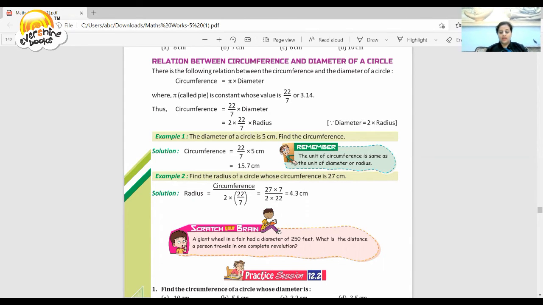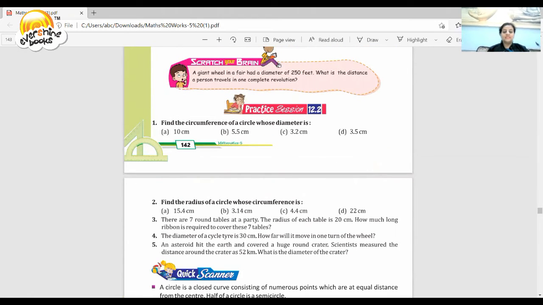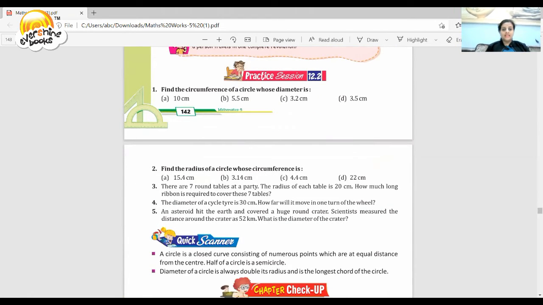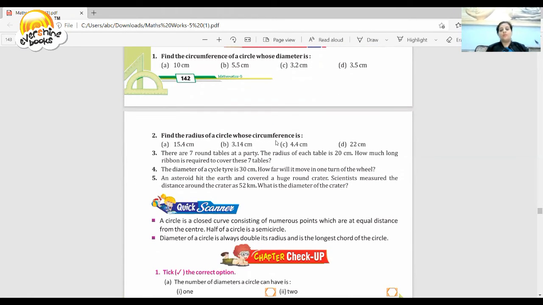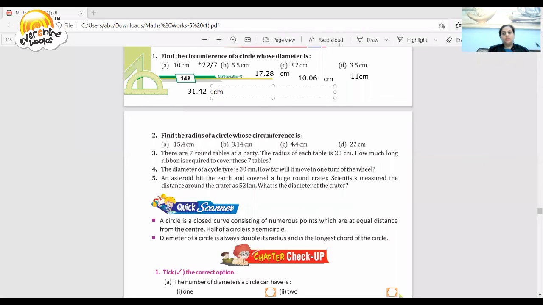That we will do in our exercise 12.2 also. And that 10 centimeter is there. 10 centimeter into 22 upon 7. Okay, this will be the formula. Every time you have to multiply by 22 upon 7. Okay, here when you multiply 22 upon 7, you will get the answer.